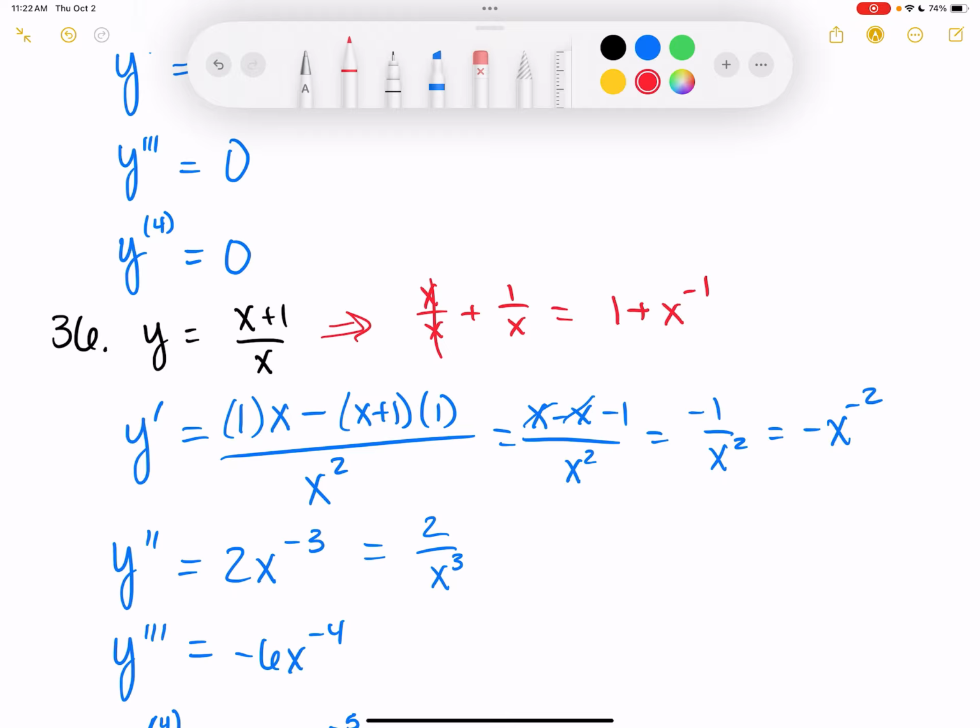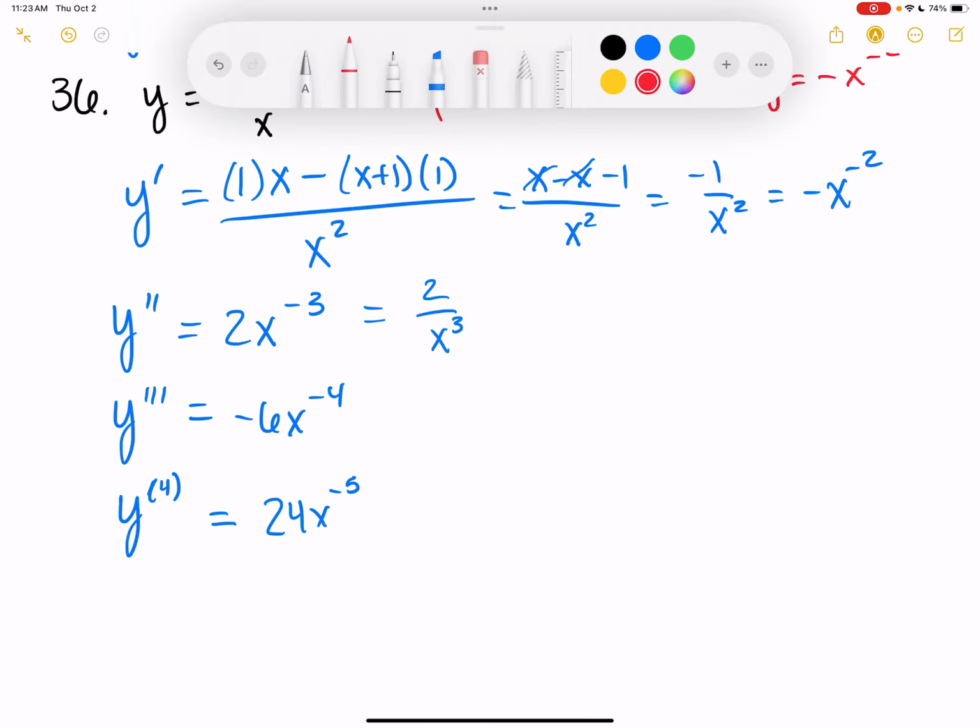So I could have shortcut the process and not had to do a quotient rule, but obviously I wanted to just go over a quotient rule again, so that's why I did it that way. But if I had done it that way, then I would have ended up with negative x to the negative 2, which is ultimately what I got when I did that. So either way works fine.